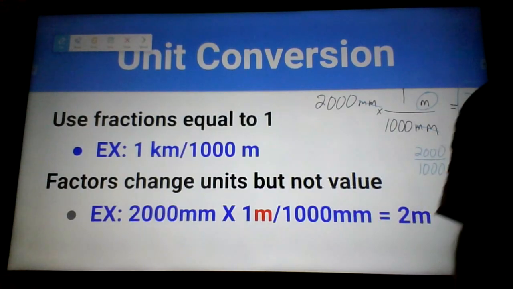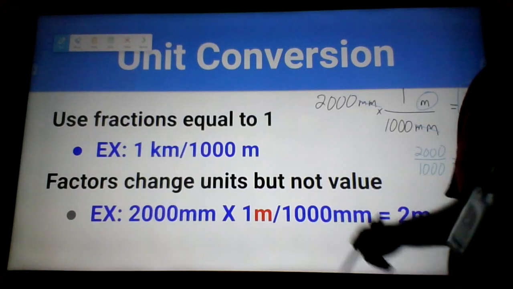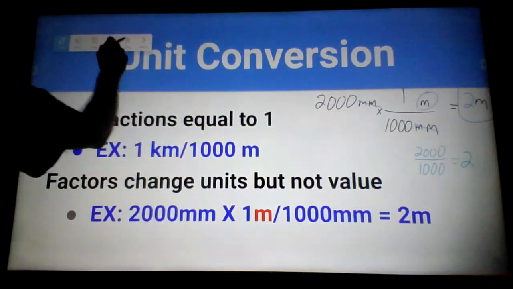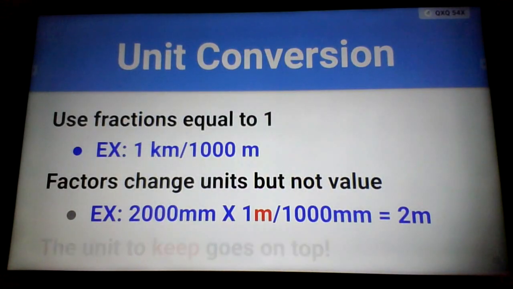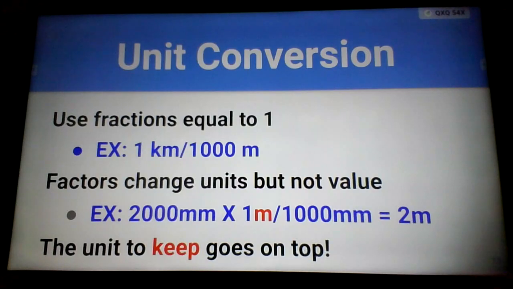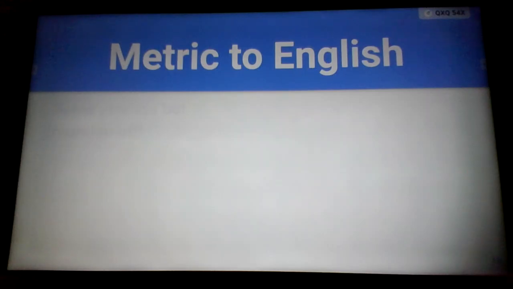They do get more complicated than that. And with practice, which we'll do, you'll get a lot better at it. But the unit I want to keep goes on top. Now, on occasion, I have to change both the top and the bottom unit. I'll show you how in just a moment. But if we're looking at just one conversion factor, what we want to end up with will go on the top. Ready? All right, metric to English.